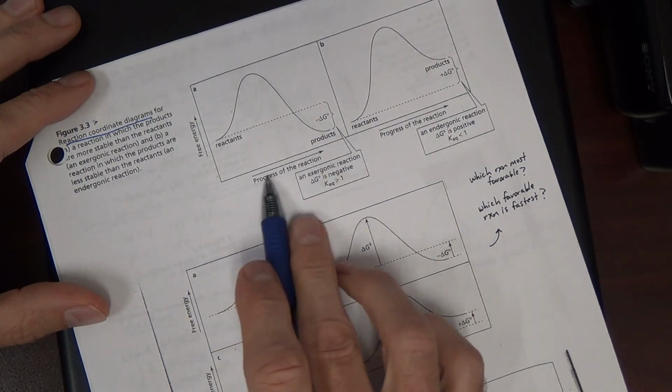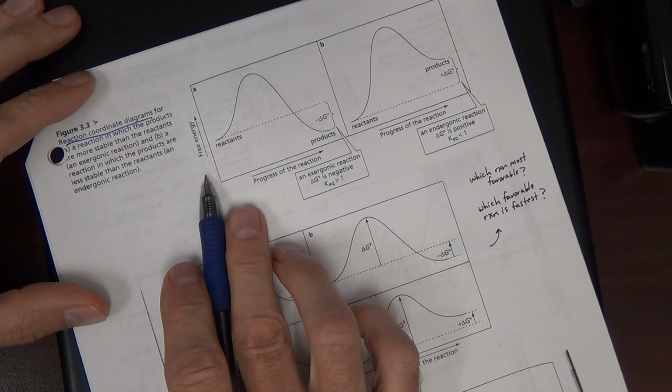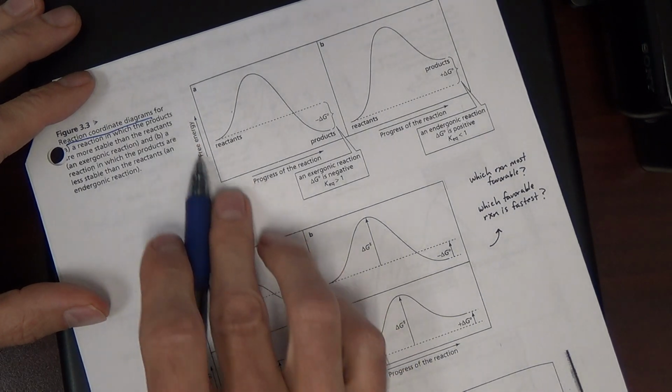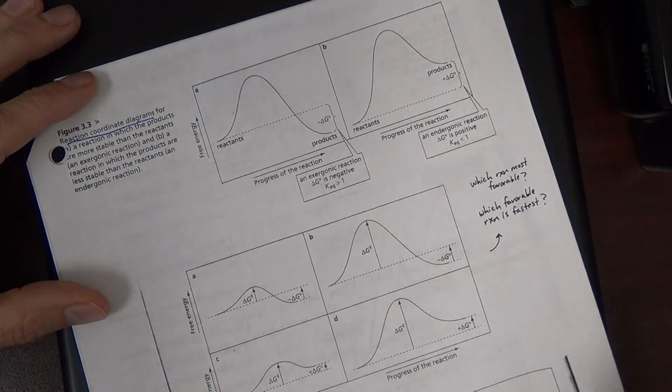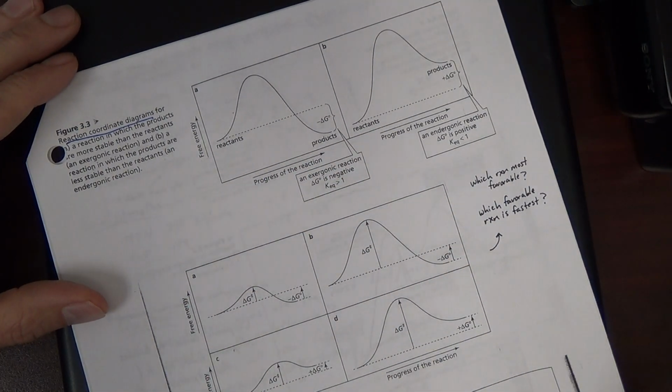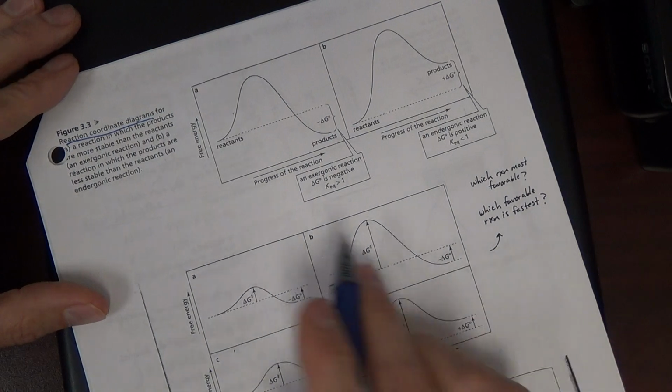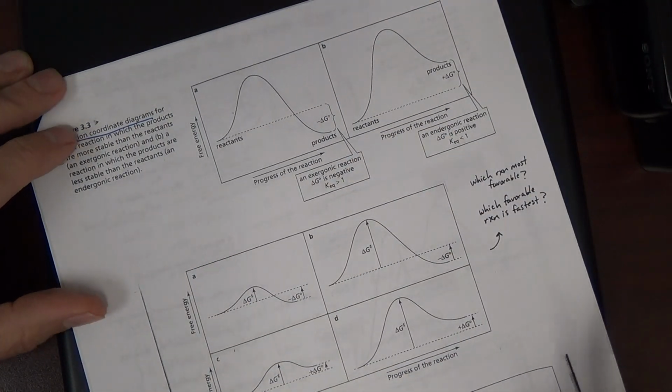So on the x-axis, progress of the reaction. On the y-axis, some type of energy, free energy. It can be shown as free energy, delta H or delta G. It doesn't have to be that specific for us. I will largely refer to delta H because that's what we can more specifically calculate. But in some of these examples, they may show delta G.